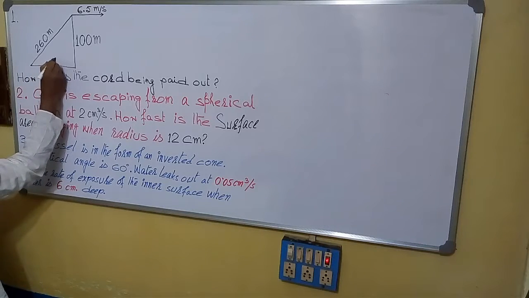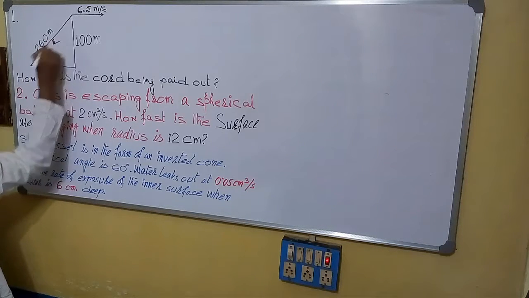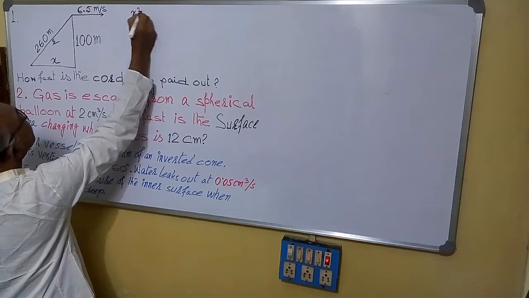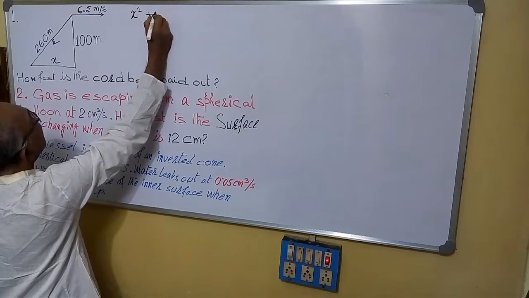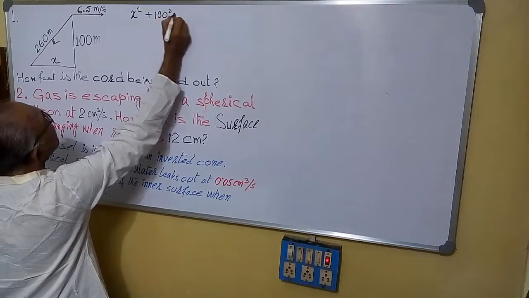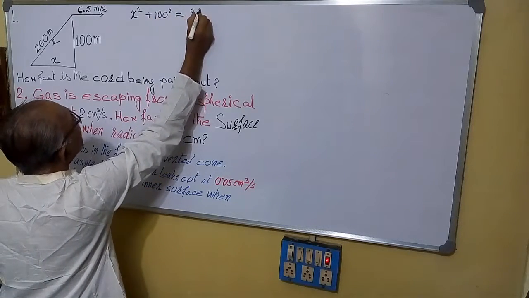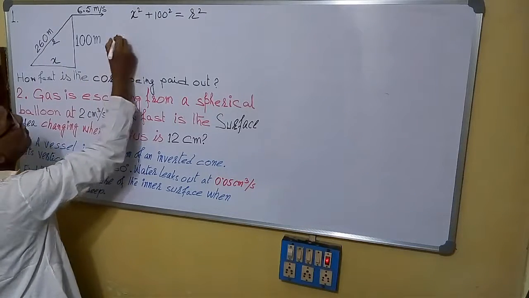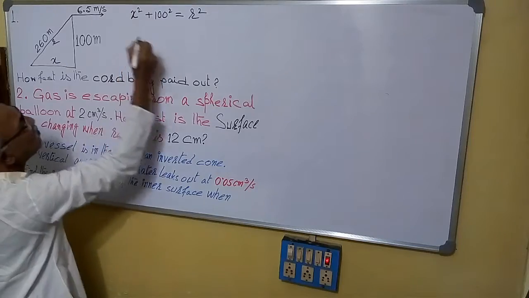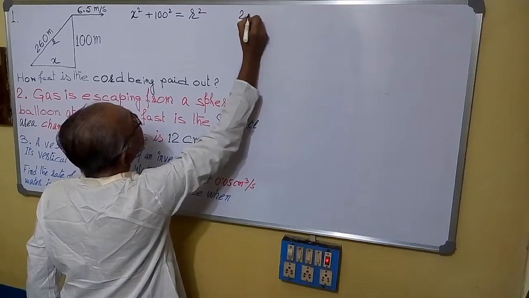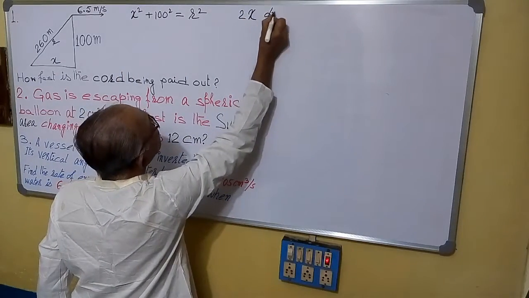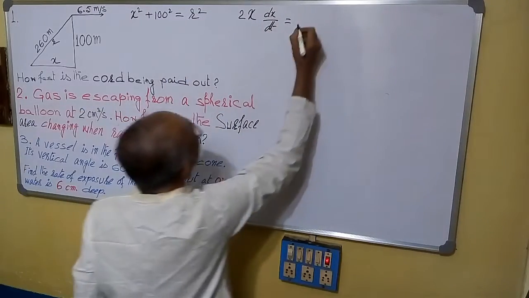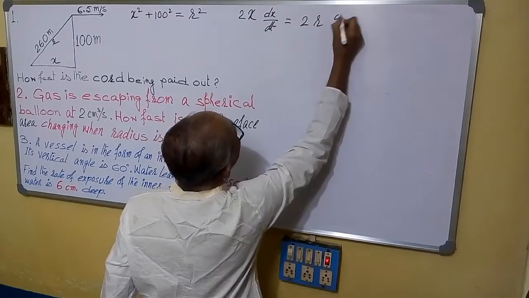Let us assume this is x, this is r. So from this figure we can say x square plus 100 square equals r square, because this 100 is always remaining constant. Now if we are differentiating, what we can write? 2x dx/dt equals, this is 0, 2r dr/dt.